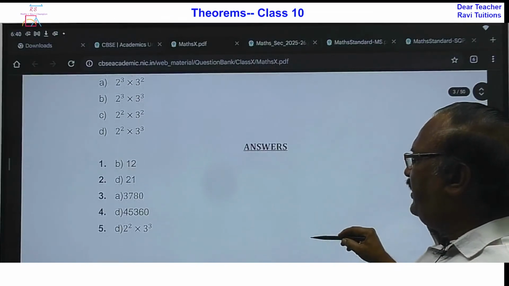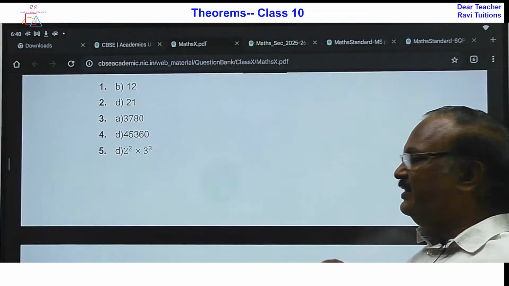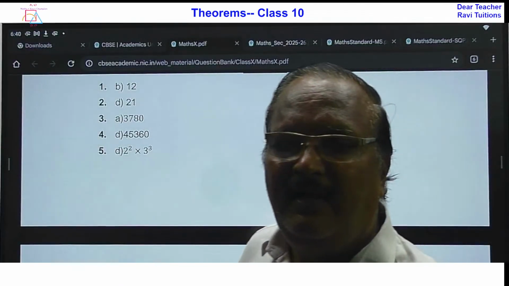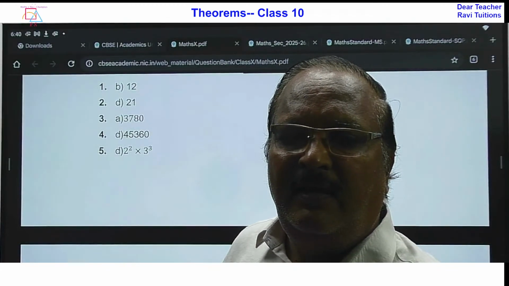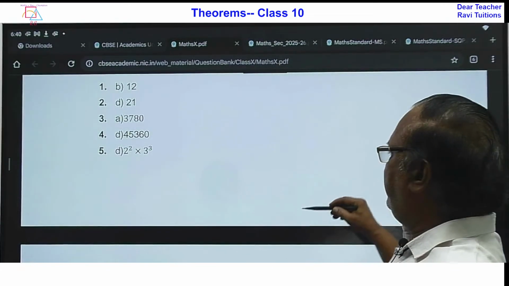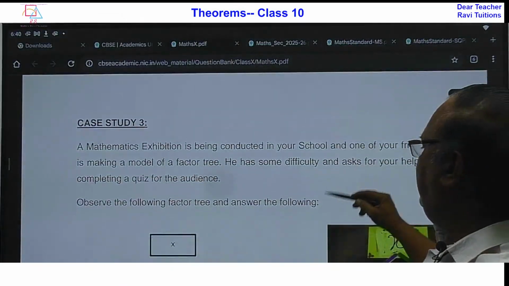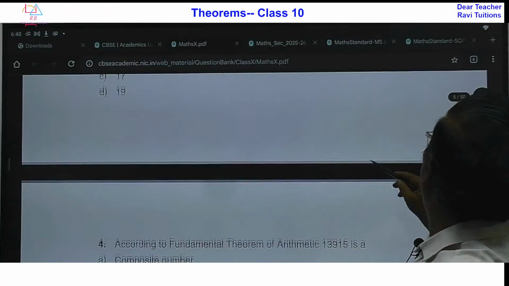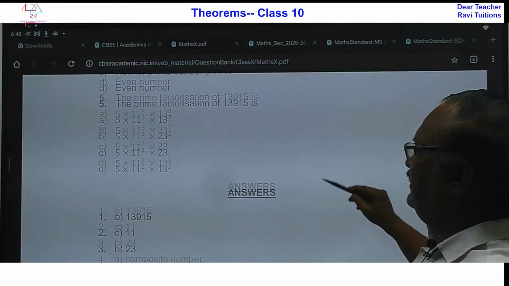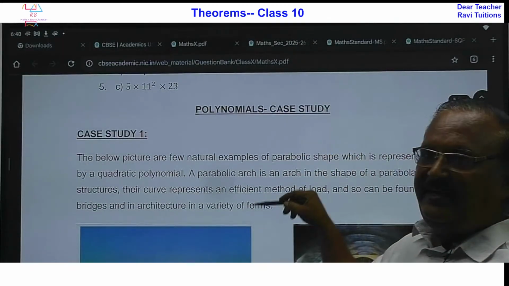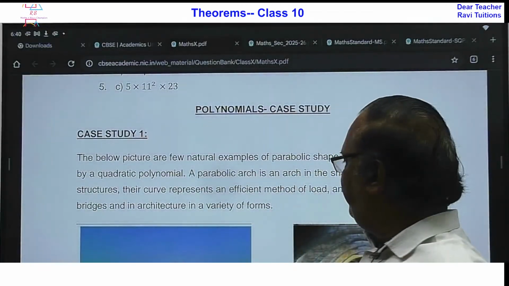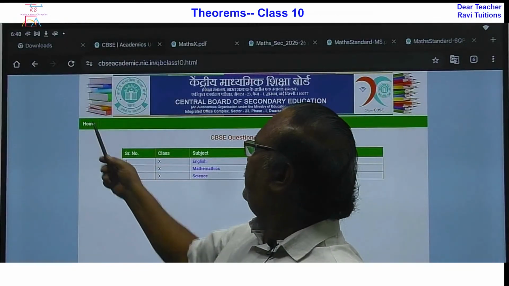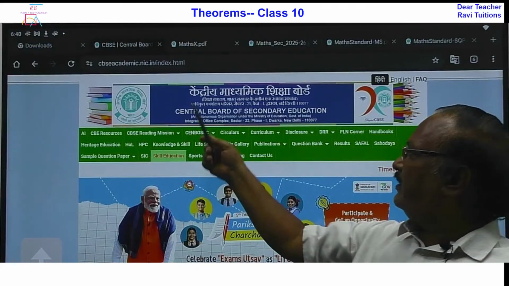If you go to private publications, guides and everything, they will put so many things on you. Case study 3, all these things, chapter number 1. There are 50 pages. Now polynomials case study. Like this, if you go with this, again I will give you the CBSE site.